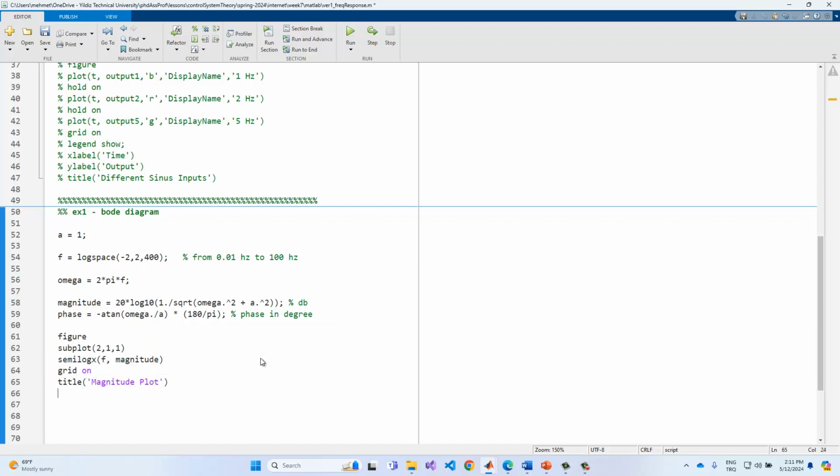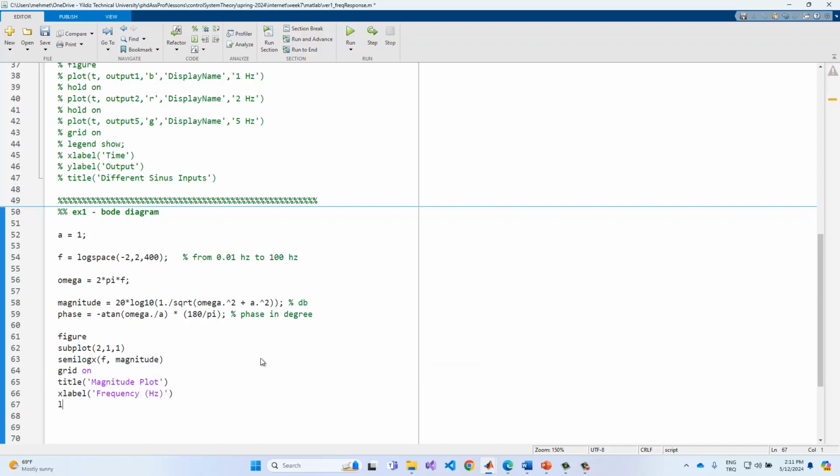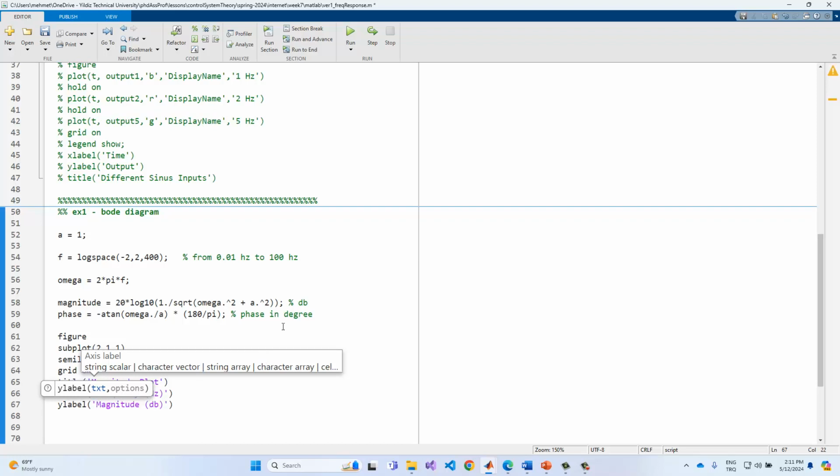Okay, and the x label should be equal to what? The frequency, Hertz. And the y label is equal to what? The magnitude. Okay, but in dB. Just remember that we assigned what?